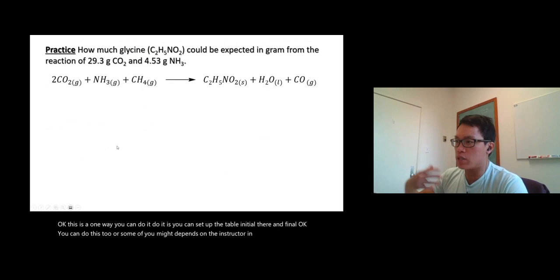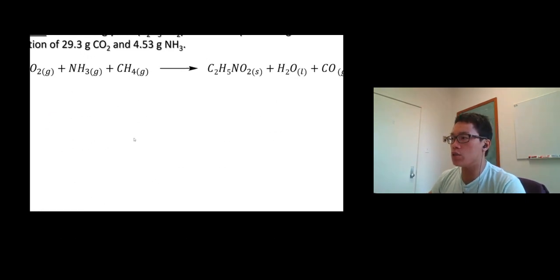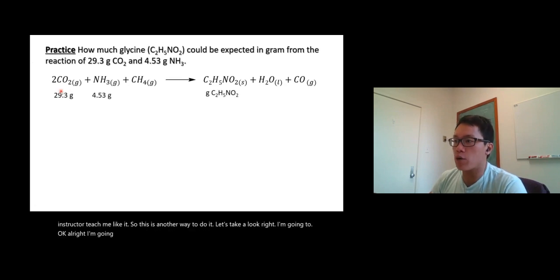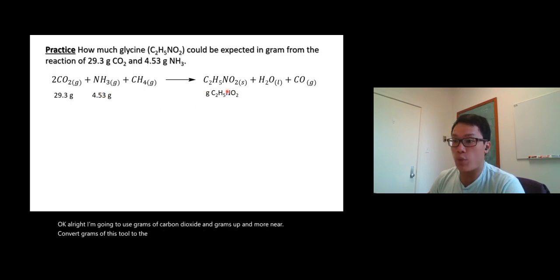Okay, so my instructor taught me like this. This is another way to do it. Let's take a look. I'm going to use grams of carbon dioxide and grams of ammonia, and convert grams of these two to the grams of glycerin right away.